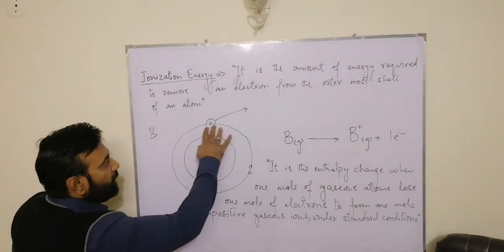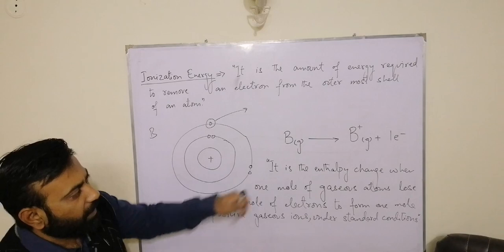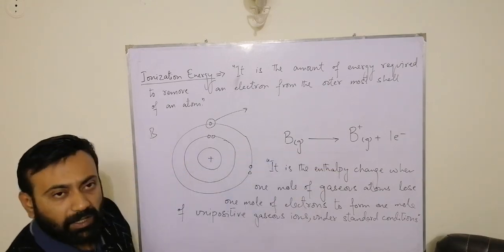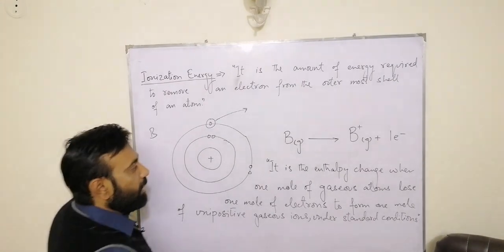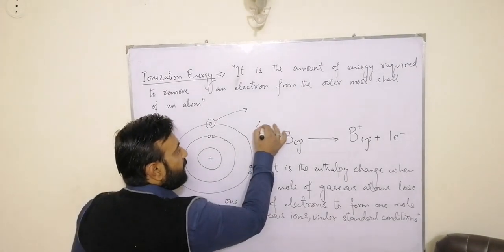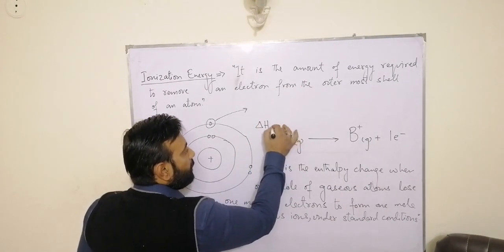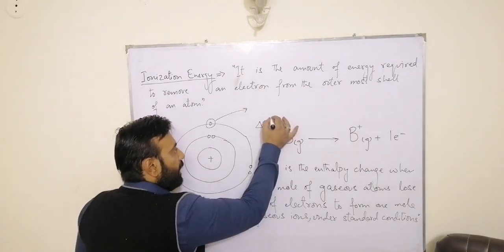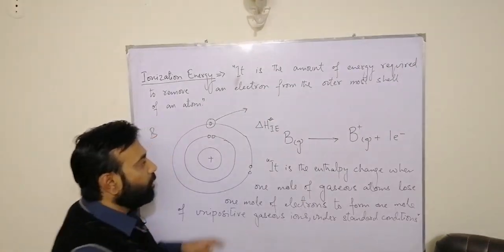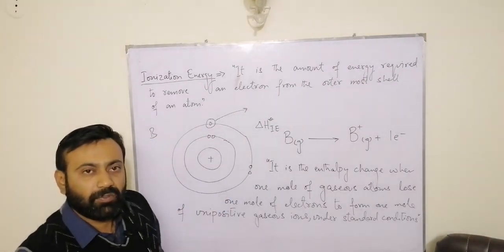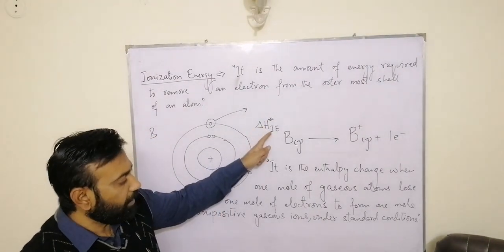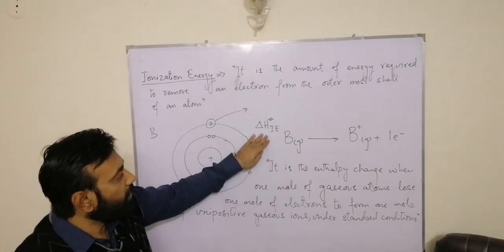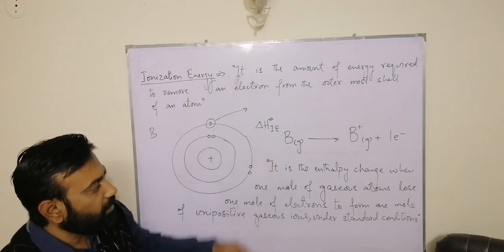Now, the first electron has been removed and we have a gaseous ion. This equation represents the first ionization energy of boron, which can be represented as delta H IE, with a naught sign on the top of delta H. This naught indicates standard conditions. This is the first ionization energy.